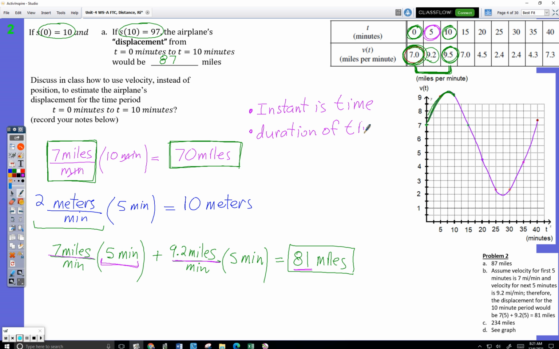So as Spencer said, the 5 minutes here and the 5 minutes here are calculated by taking how far apart these two moments in time are and how far apart these two moments in time are. That's where that 5 came from. That is perfect. Question?